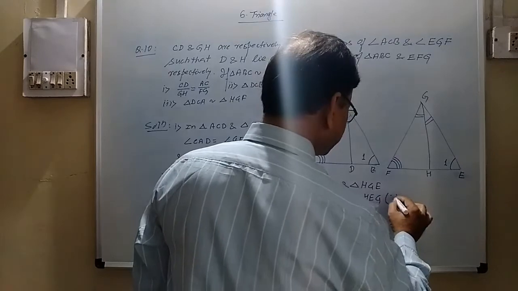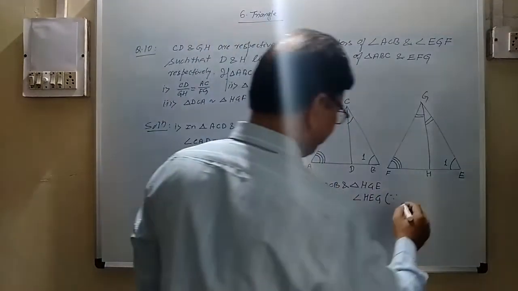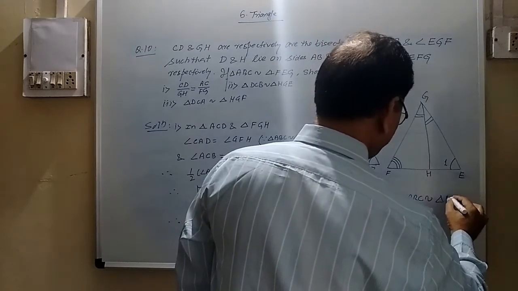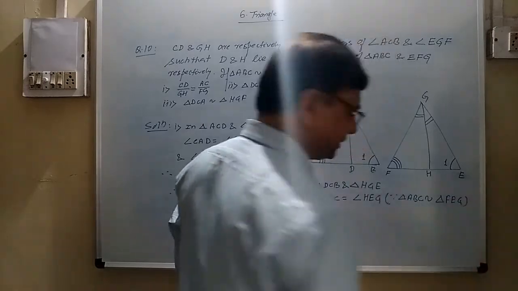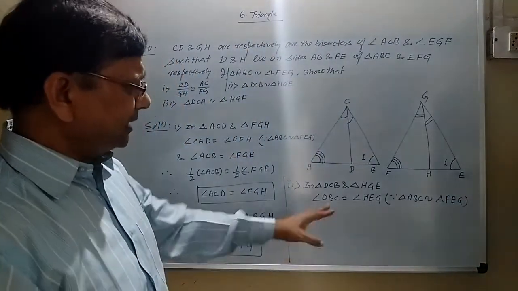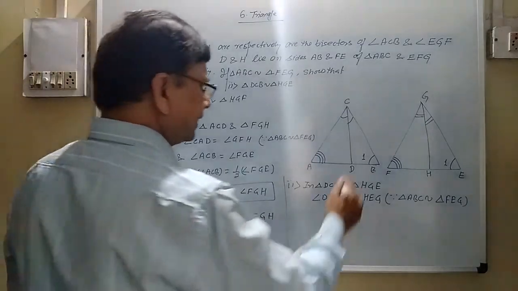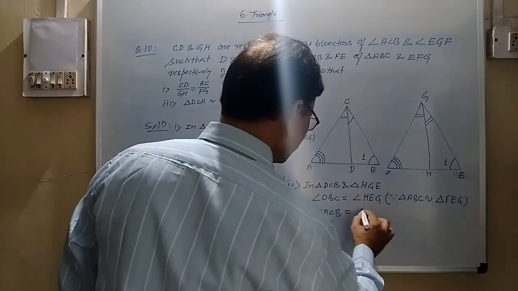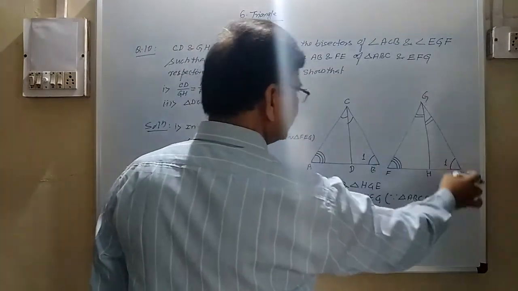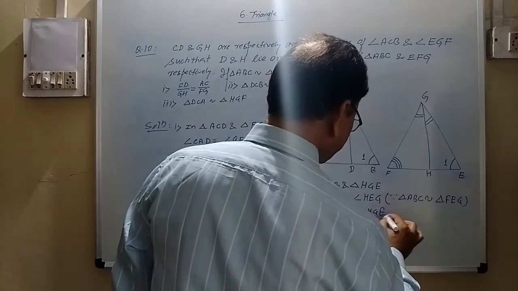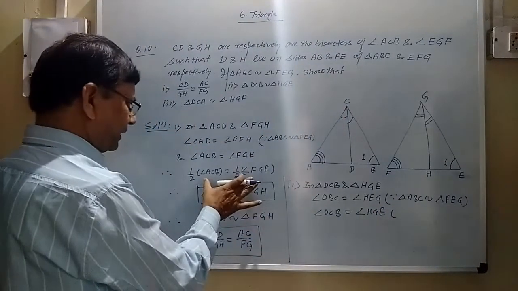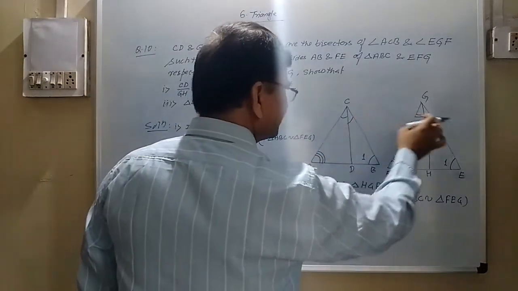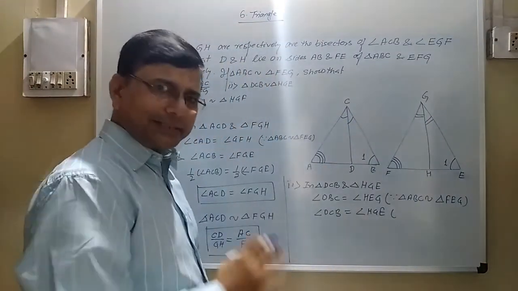HEG. Since triangle ABC is similar to triangle FEG, because of the similarity of these two triangles, corresponding angles will be equal. And angle DCB is equal to angle HGE. HGE. This is proved over here, right? This angle is equal to this angle. This angle is equal to this angle. Therefore, this angle is equal to this angle, because the total angle is the same.